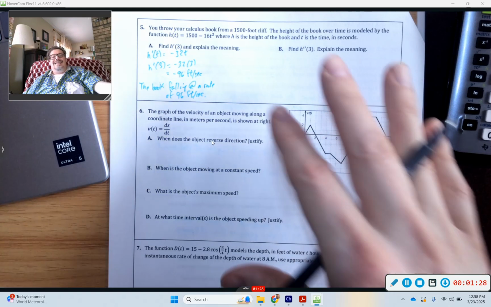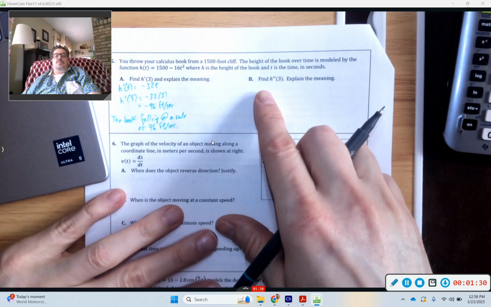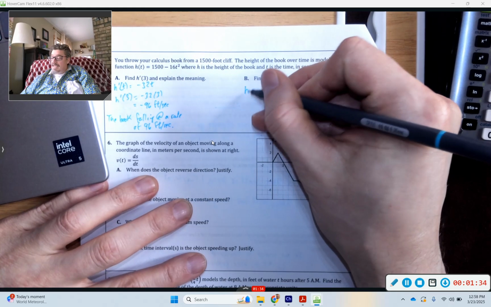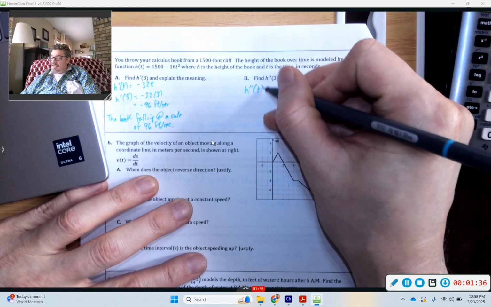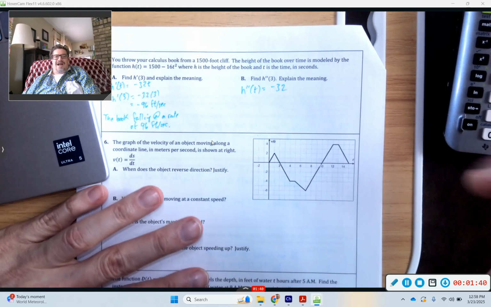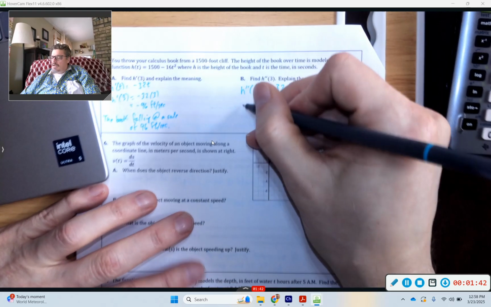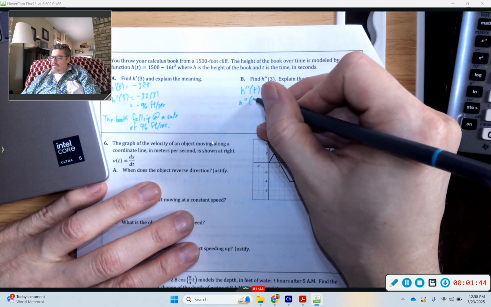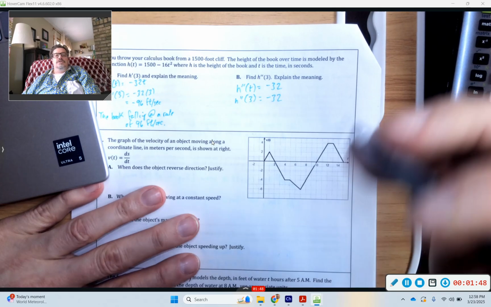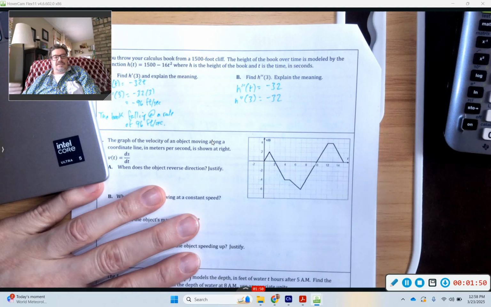However, let's look at the second derivative here where it says find h double prime of 3. So we will take the second derivative, and it's going to give us negative 32. Ouch, it's got a big pain in my ankle there. And it doesn't matter what we plug in, it's going to be constant. Okay. So this negative 32, what is the meaning?